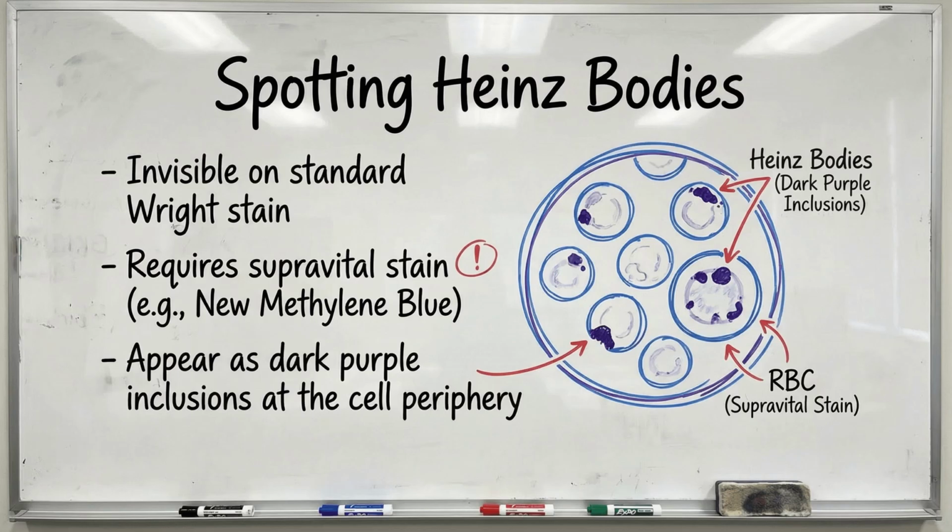When you use a supravital stain, Heinz bodies pop out as dark blue or purple inclusions, typically clinging to the edge of the cell membrane. They're like little barnacles on the inside of the red blood cell. So, if you suspect G6PD deficiency, remember to reach for that supravital stain. But what happens to these cells once they have these peculiar inclusions?